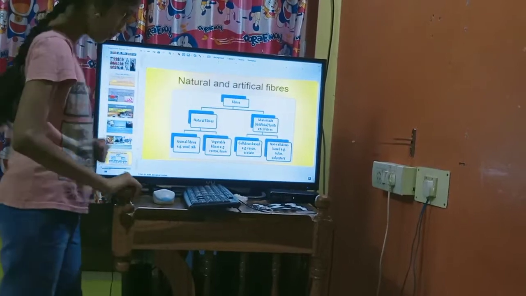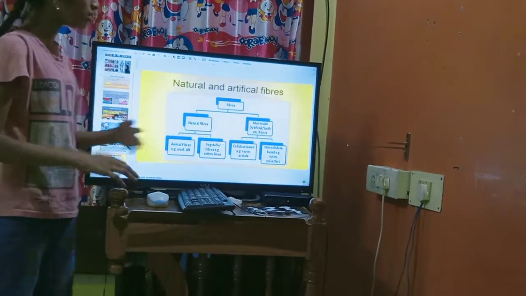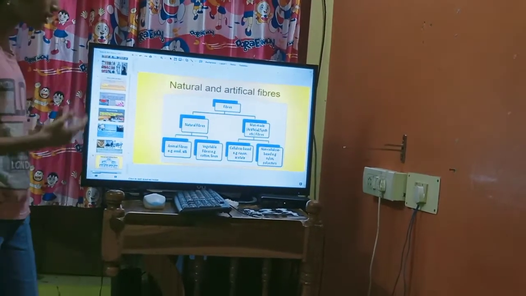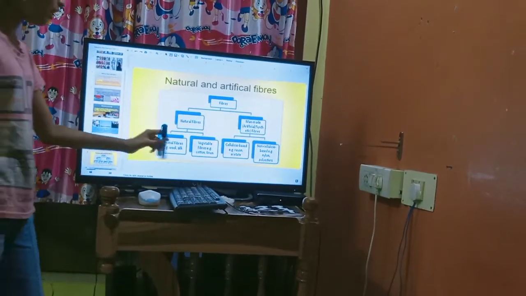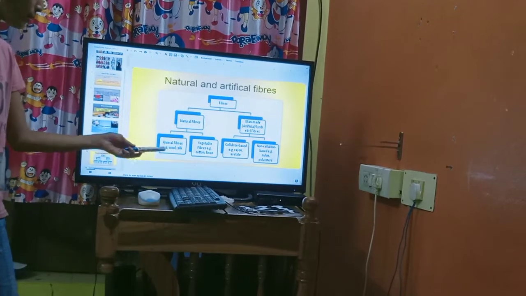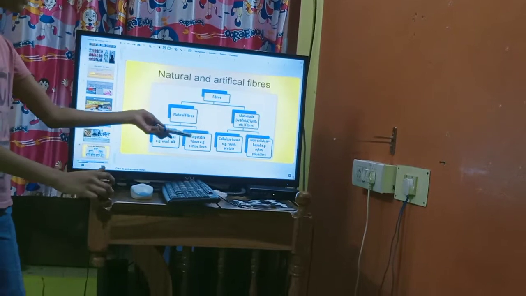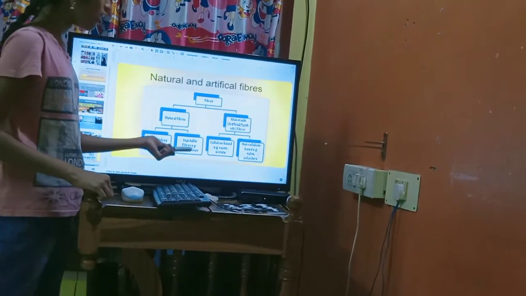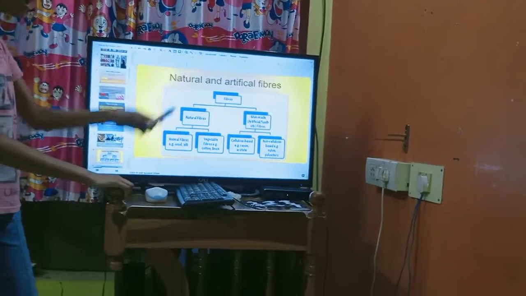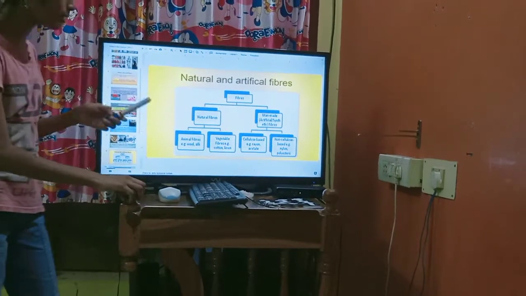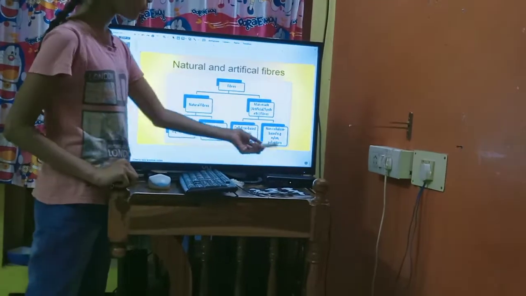Natural fiber and artificial fiber. Fibers are natural fibers and man-made or synthetic fibers, or artificial fibers. Natural fibers are animal and vegetable fibers. Animal fibers are wool and silk. Vegetable fibers are cotton and linen. Man-made artificial fibers are nylon, rayon and polyester.